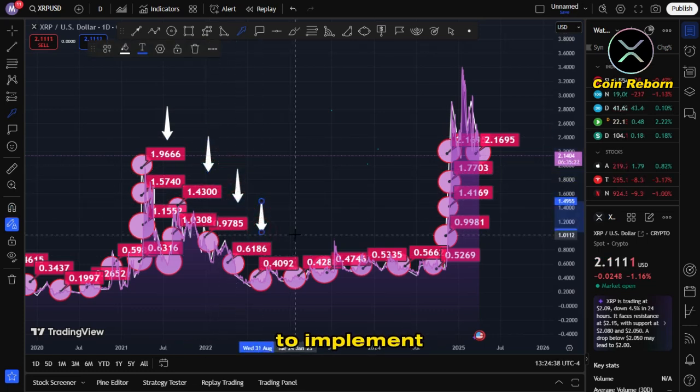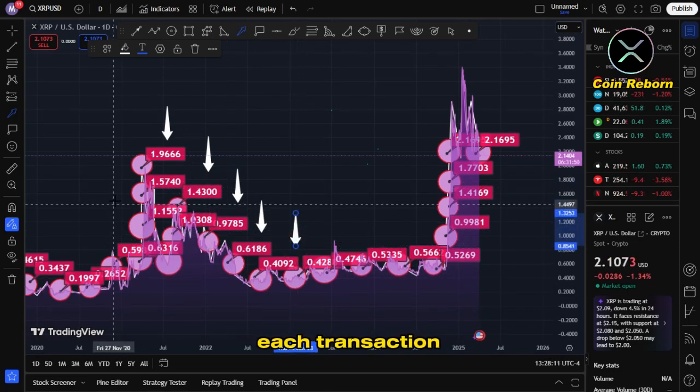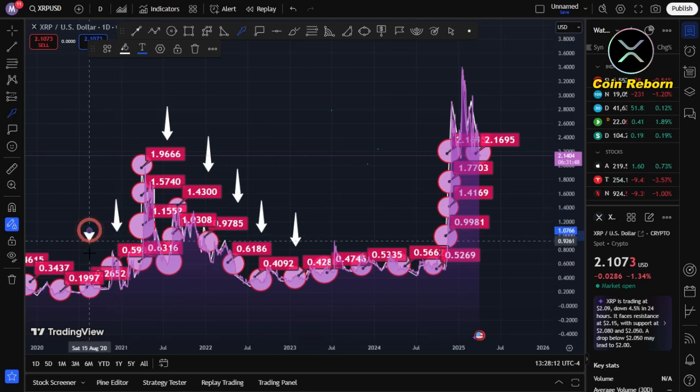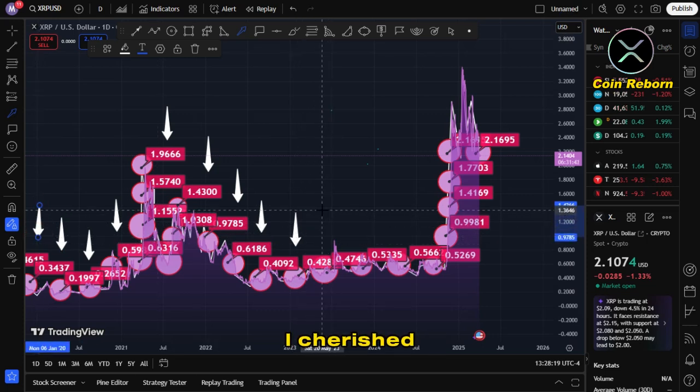If you were to implement this approach in each and every transaction, you would be able to reduce the cost of each transaction. Isn't that the point of the whole thing? That sums up the entire concept. Exactly, this is what I cherished most about it.